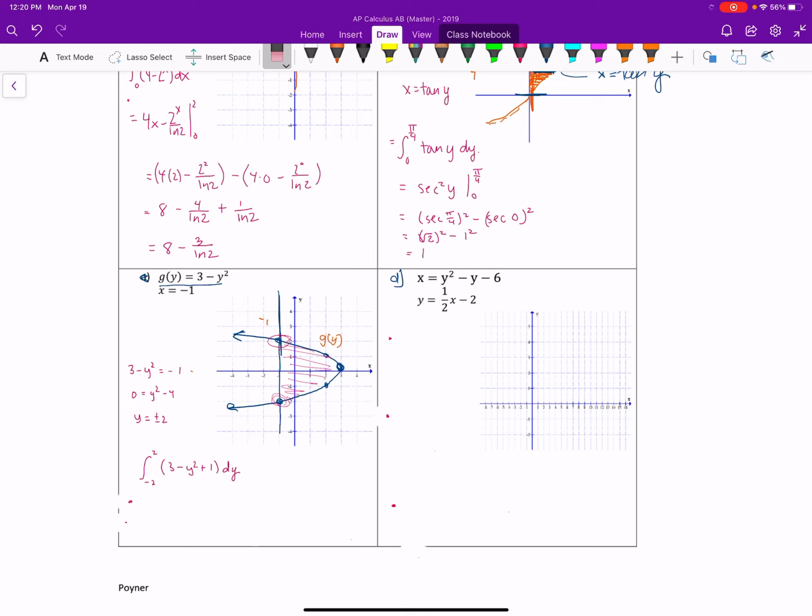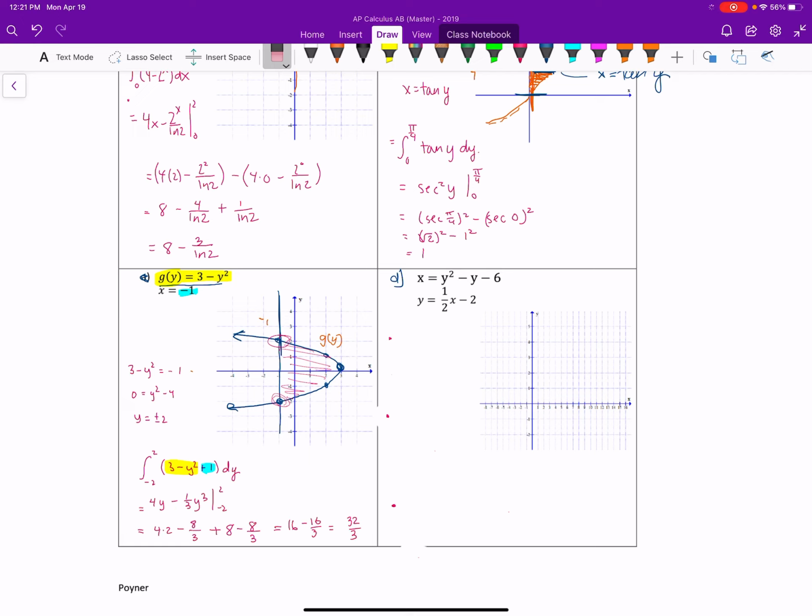So the upper function is g of y, and the lower is -1. So here's my lower, minus -1 becomes a +1. And we're bounded from -2 up to 2 for the y values. And then integrate and solve. Like that. That last piece is easy enough.